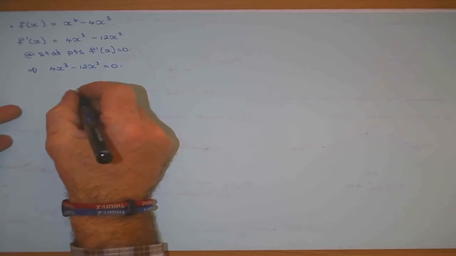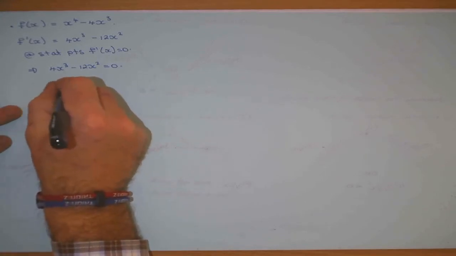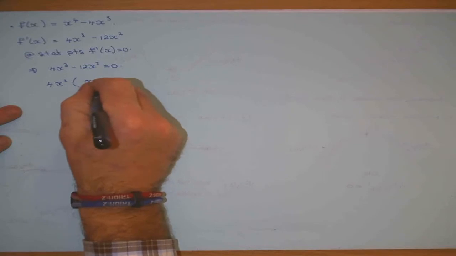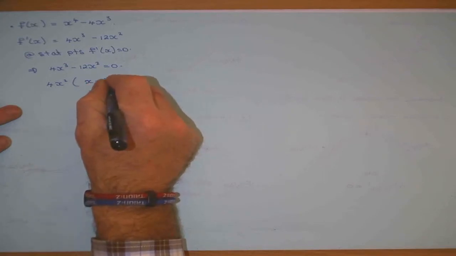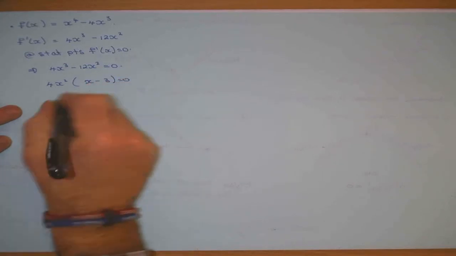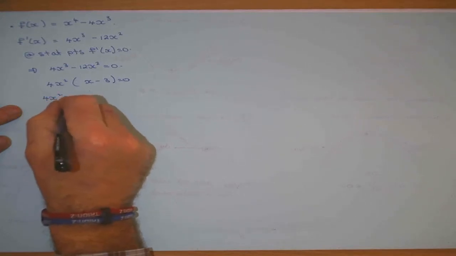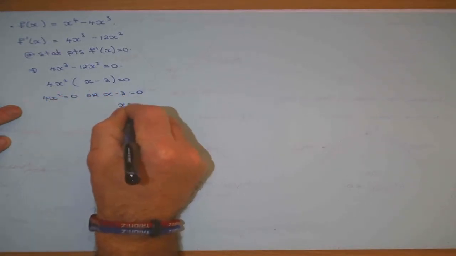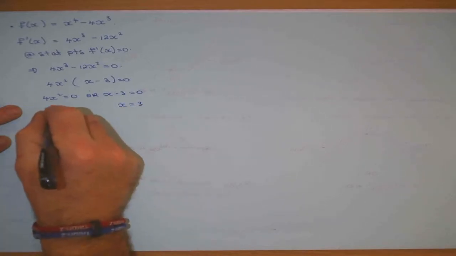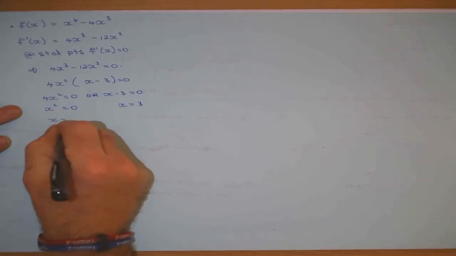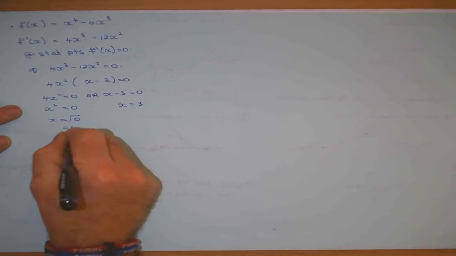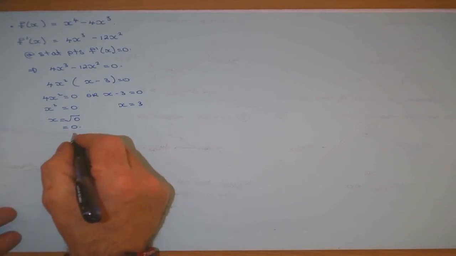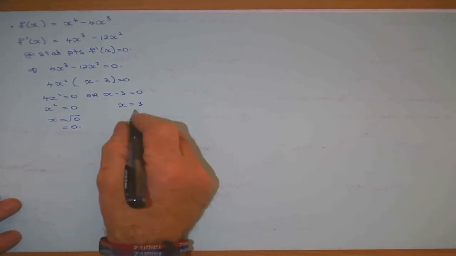This is algebraic, so you factorize it. Take out what's common: 4x squared comes out. I'll have x minus 3 inside is equal to 0. So that means 4x squared is equal to 0, or x minus 3 is equal to 0, making x equal to 3. That means x squared is equal to 0, so x is equal to the square root of 0, which is 0. So there's a stationary point when x is 0 and when x is 3.